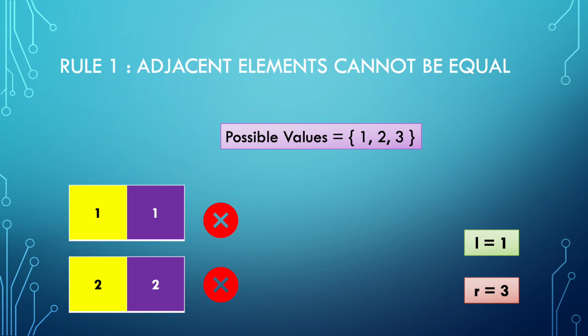So there are some rules. The first rule says that adjacent elements cannot be equal, which means that if I place 1 here, I cannot place another 1 here at index i plus 1. So basically, index i and index i plus 1 cannot have the same elements. So this is rule 1.